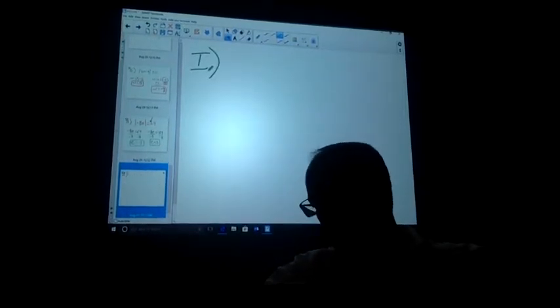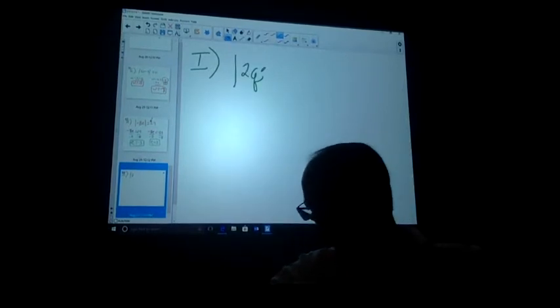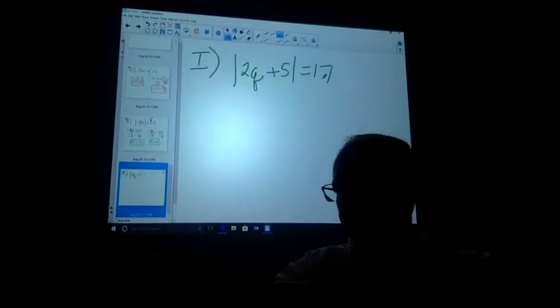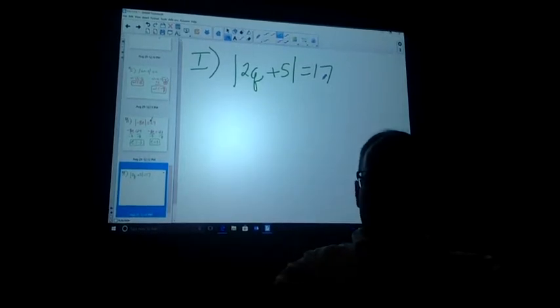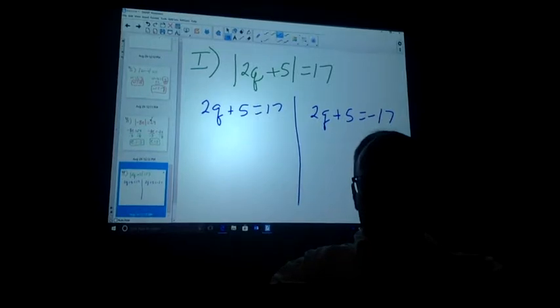Letter I get 2, and that's a q, right? 2q plus 5 is equal to 17, right? All right, this one's still going to work. We're going to have two different answers. So 2q plus 5 is equal to 17. And what's my other problem? Good, awesome. All right, so subtract 5 from both sides.